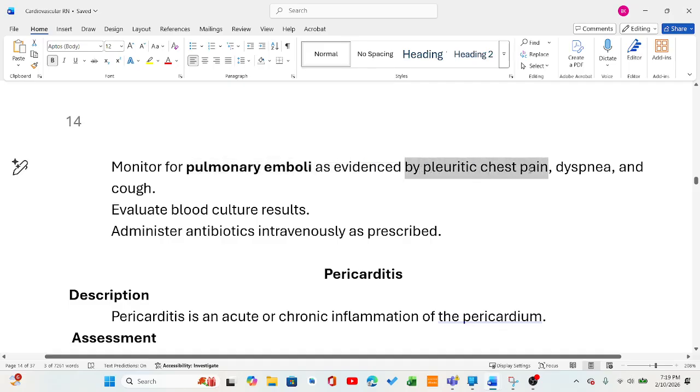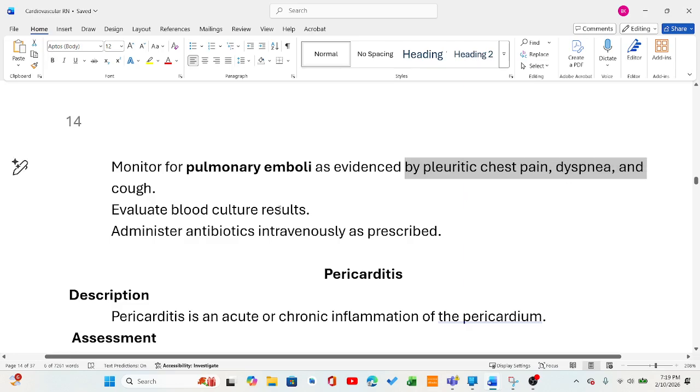Remember, if it is myocardial, if it is cardiac and the patient is complaining of chest pain, when you inspire or expire, it doesn't change the intensity of the pain. But if the chest pain is increased because you have pleuritic chest pain, then it's more related to respiratory. So please take note of that. The patient will be having dyspnea and then they'll be having cough as well.